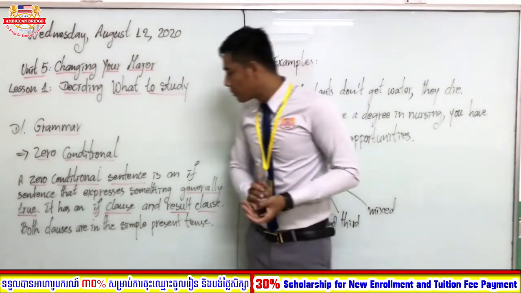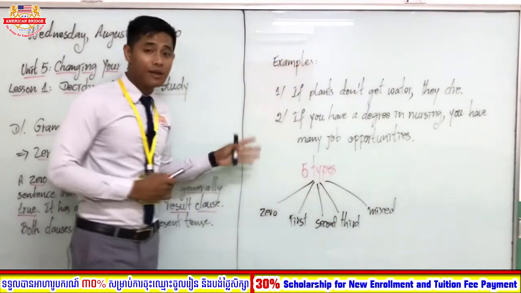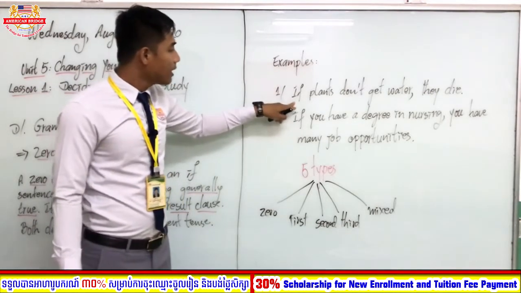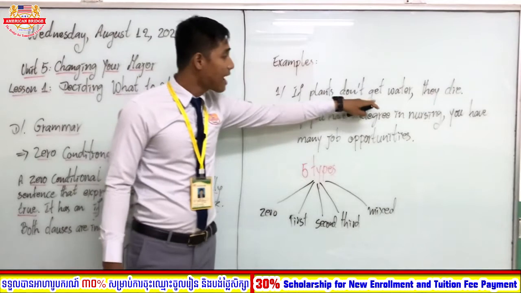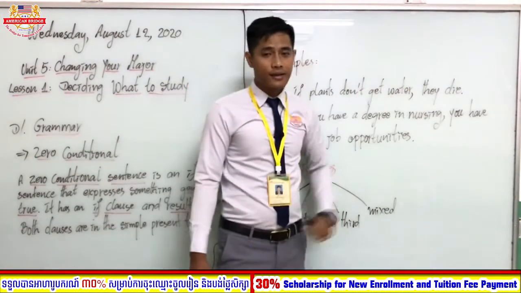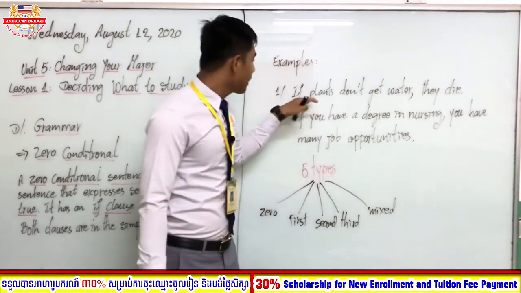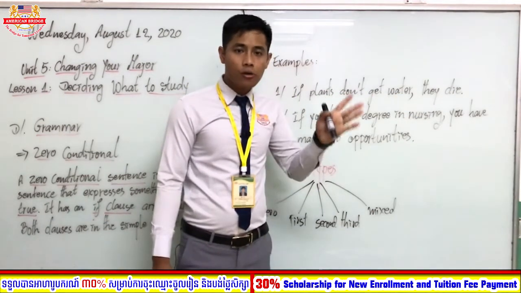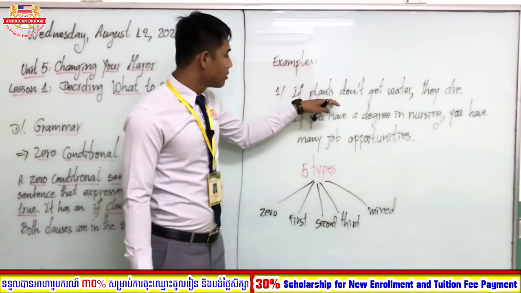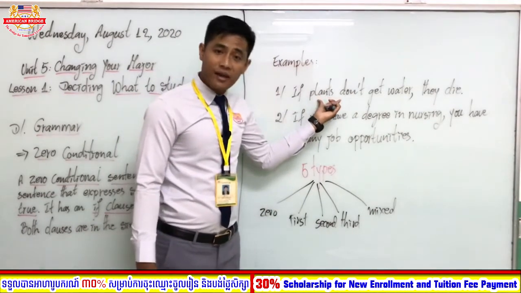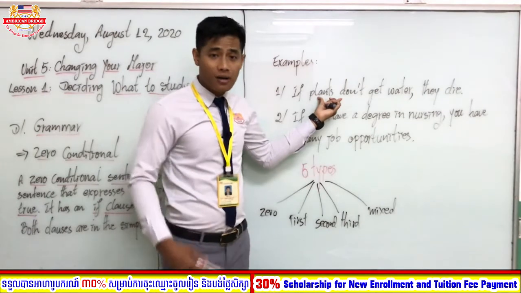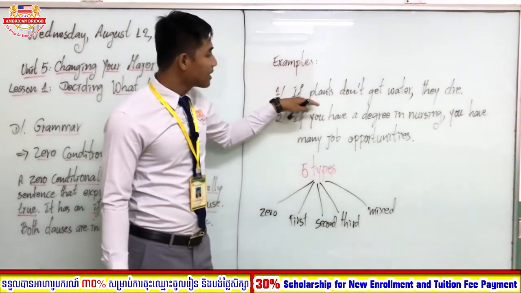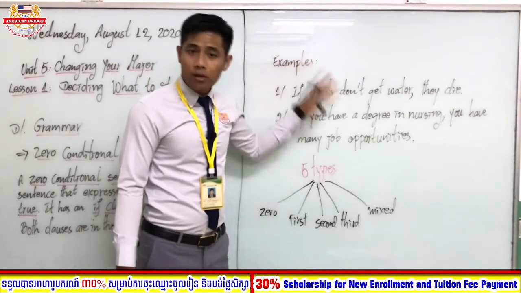Let's see an example to make sure that you understand the definition. Example 1: If plants don't get water, they die. This is true. Plants cannot live without water, right? Plants need water to live. So this sentence is correct. It is generally true.